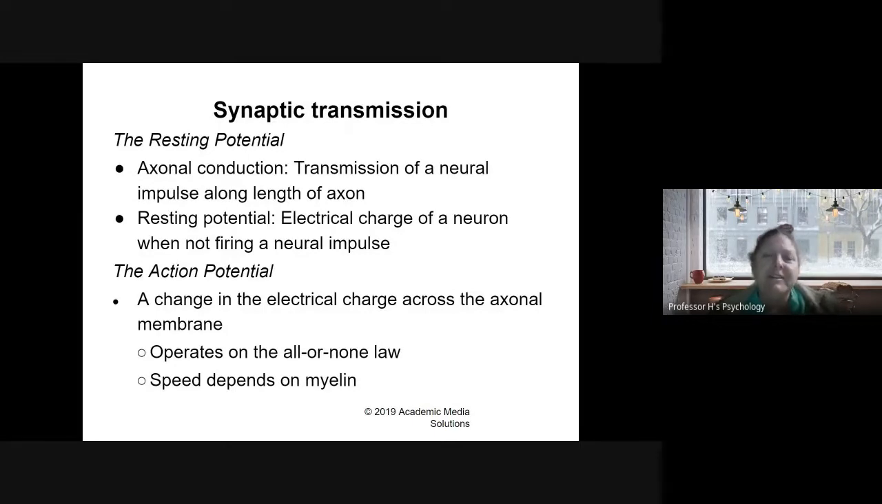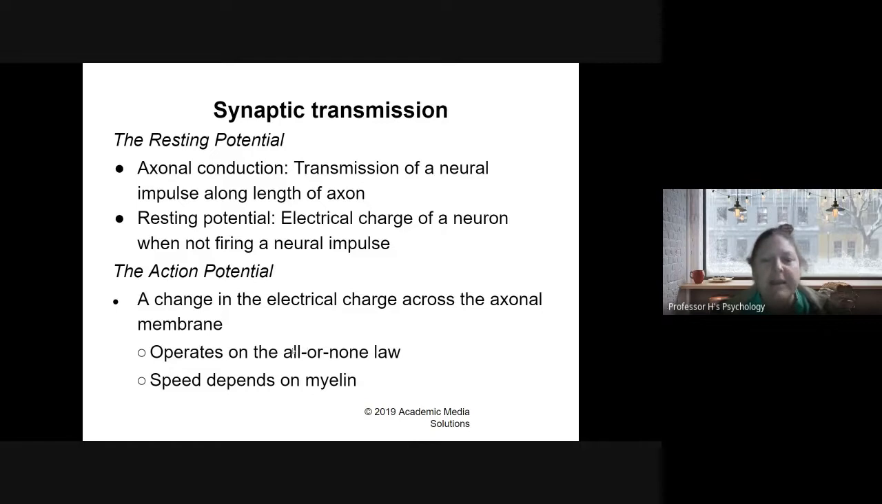Some more terminology. Synaptic transmission, the resting potential. Axonal conduction, transmission of a neural impulse along the length of the neuron. Resting potential, electrical charge of a neuron when not firing a neural impulse. And that's what we were talking about. It's about -70, whereas when it is having an action potential, we're talking about -55 millivolts. The action potential is a change in the electrical charge across the axonal membrane.